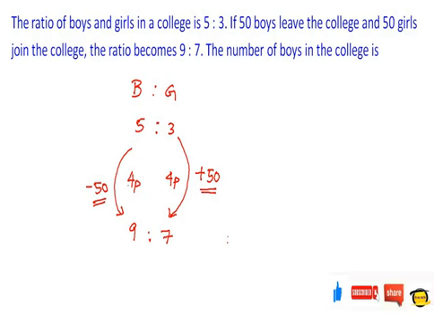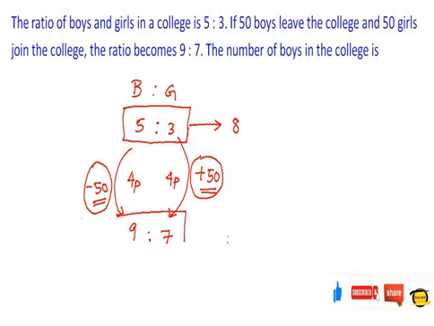But the difference here is, here we need to remove 50 and here we need to add 50, right? In such a case, we know that we should go for the horizontal addition method. So what is going to be the addition in the horizontal mode? If we look into the sum of the parts in the original number of boys and girls, it's going to be 8 parts, right? Similarly, what is going to be the sum of the parts in case of the new ratio, 9 plus 7, which is 16 parts, right? Now we'll have to equalize these two counts, right? The total number of parts in the horizontal mode should be made equal.